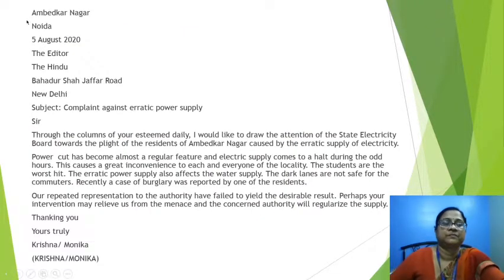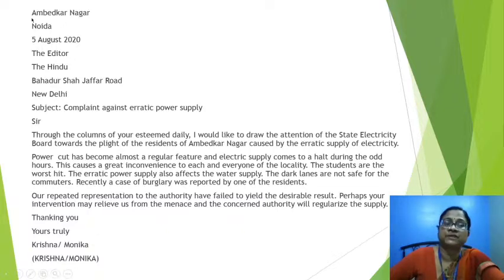Now, first, I told you that you should be very serious about the format. The format or layout is very important. So, what is the format? The format starts with the sender's address.